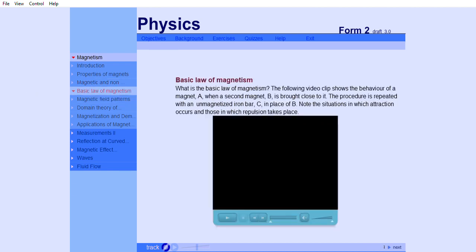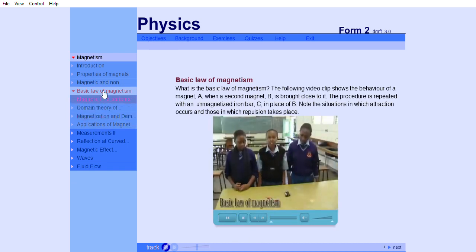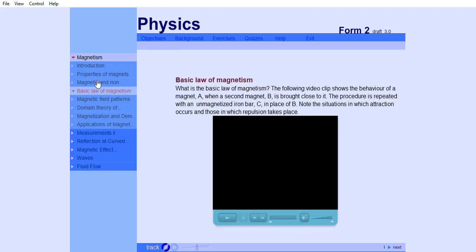Basic law of magnetism. What is the basic law of magnetism? The following video clip shows the behavior of a magnet A when a second magnet B is brought close to it. The procedure is repeated with an unmagnetized iron bar C in place of B. Note the situations in which attraction occurs and those in which repulsion takes place.